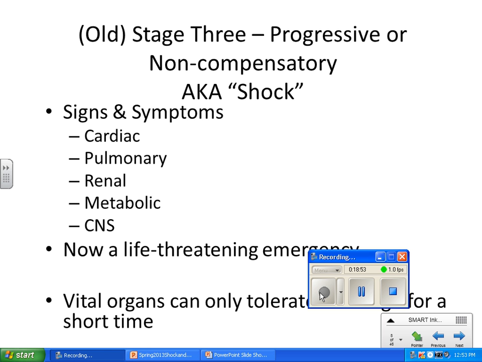Stage 3. So cardiac: increased heart rate, decreased blood pressure, increased risk for MI and dysrhythmias, weak thready pulses. We will start having pooling of blood in the extremities because of the poor venous return, and we will have developing of DIC in some types of shock.